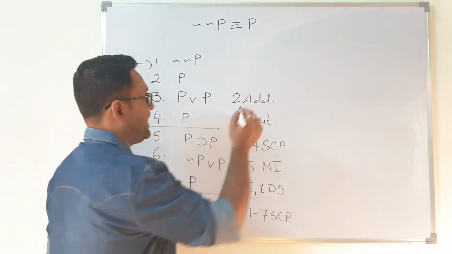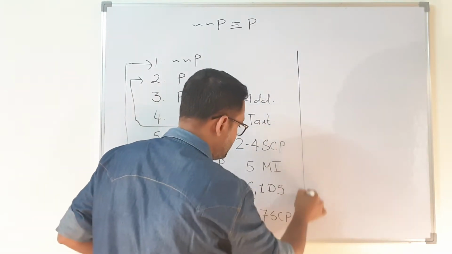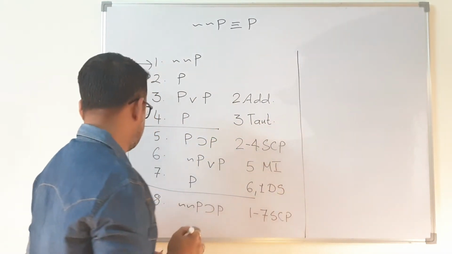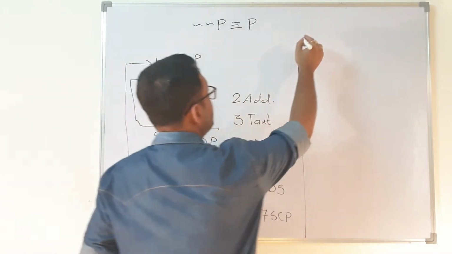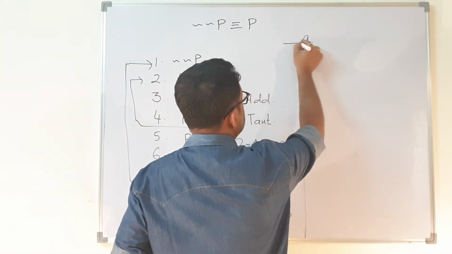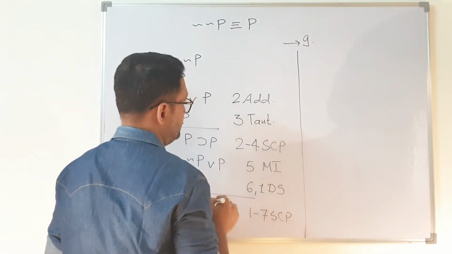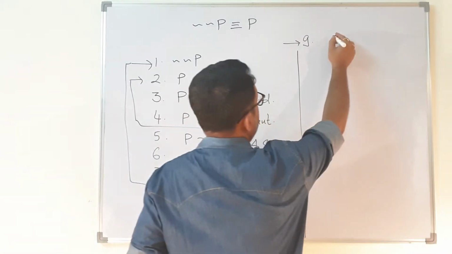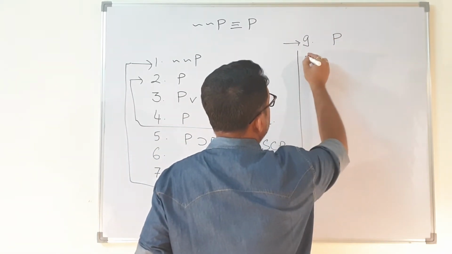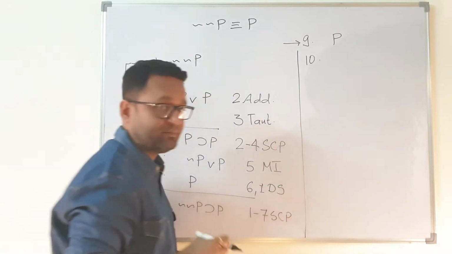Now let us try RHS to LHS. How to go from RHS to LHS? So my next assumption can be on line number 9. This is my next assumption. The line number 9 will be P. Now from P, I need to create double negation P.